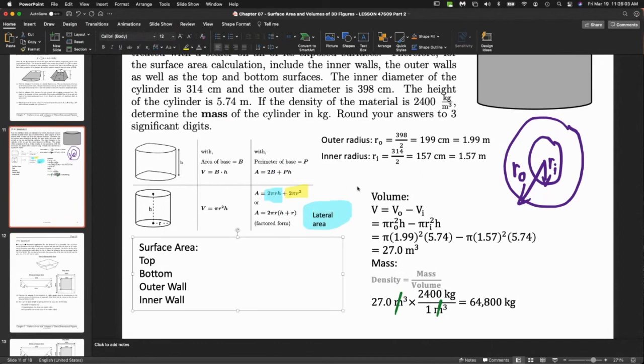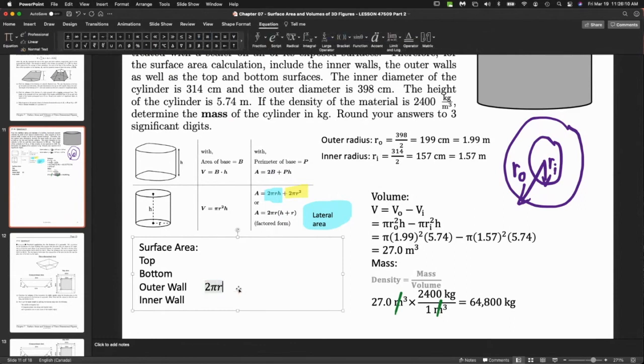That part there that I've denoted in blue is the lateral area. So if we go with the outer wall, I'll start with that, then that would be 2 pi r outer h. And the inner wall would be 2 pi r inner h.